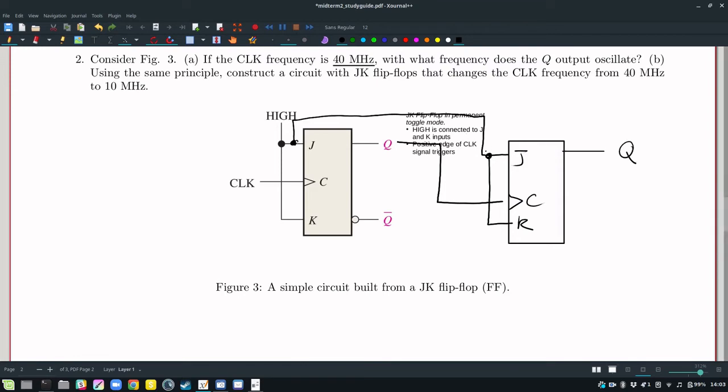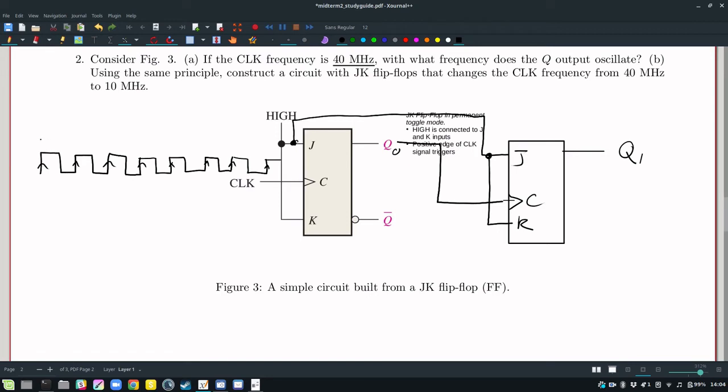So I want this to always toggle, but it's only going to be triggered to toggle on Q, and let's say this is Q0 and Q1. So let's start with the clock. 1, 2 positive edges, 3 positive edges, 4 positive edges, 5, 6, 7, 8. I'll put a little arrow on each of my positive edges.